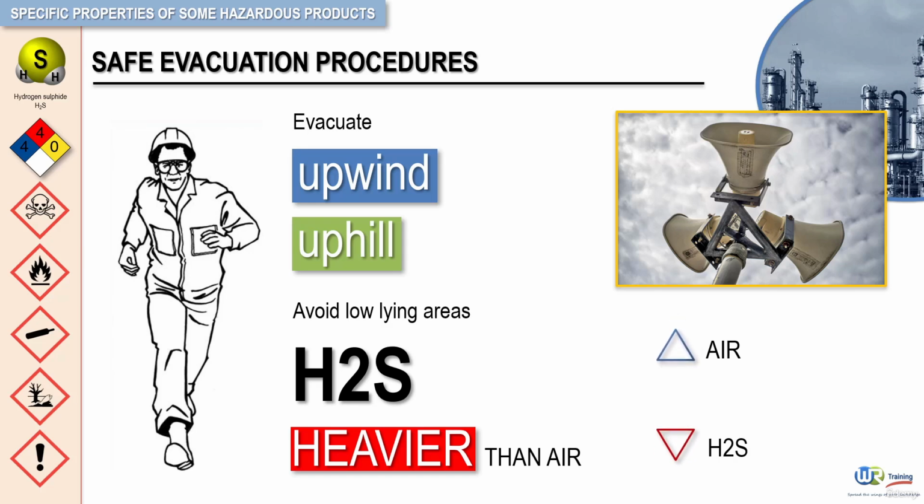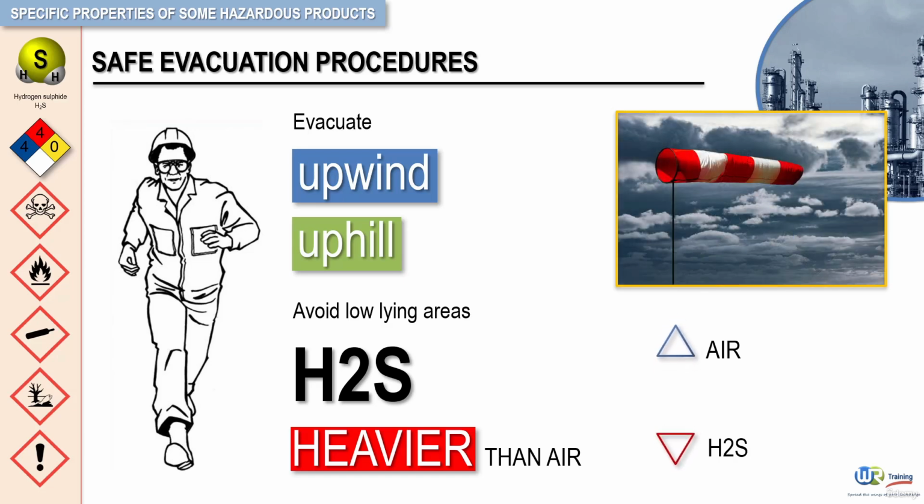Areas with the potential for hydrogen sulfide releases will have a visible wind indicator, such as a wind sock or streamers, to help determine wind direction, as depicted here. These areas should also have more than one escape route to facilitate a safe evacuation. Employees working in hydrogen sulfide-prone areas should remain conscious of wind direction and escape routes.